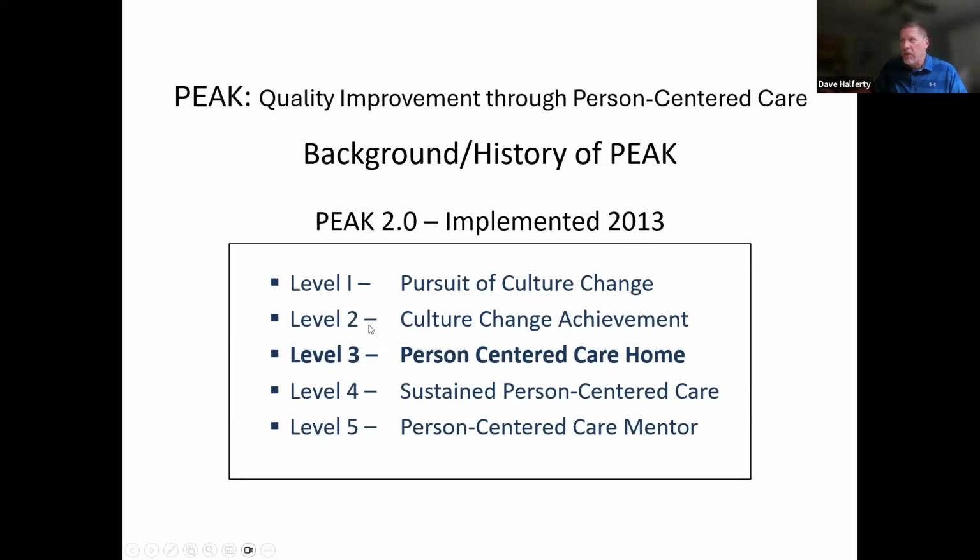And then if they demonstrated that they had achieved some of those core competencies, that they were hitting some of them, then that would put them in this culture change achievement level. And then we also knew that we had certain facilities in the state that were well beyond just being a person-centered care home. They had sustained that for quite a period of time, and maybe were even opening their doors to others to come in and look around and help them, mentor them. And so that's what these upper 2 levels were. Can we show that they've sustained it, and have they become a mentor? So that's where we started initially in 2013.